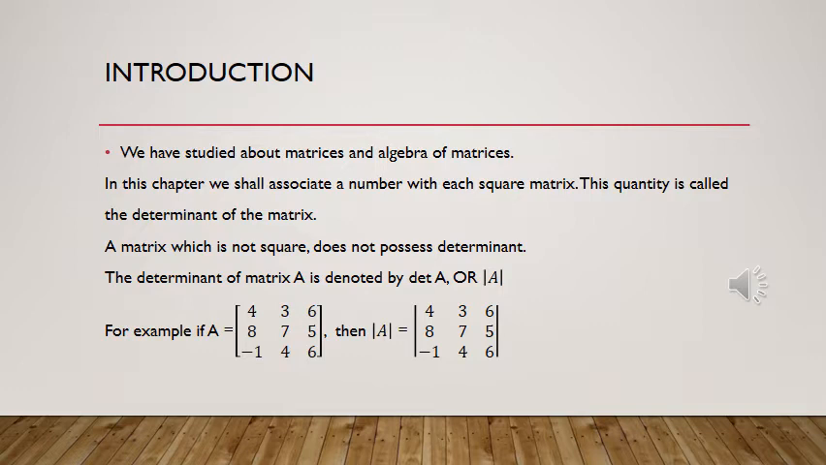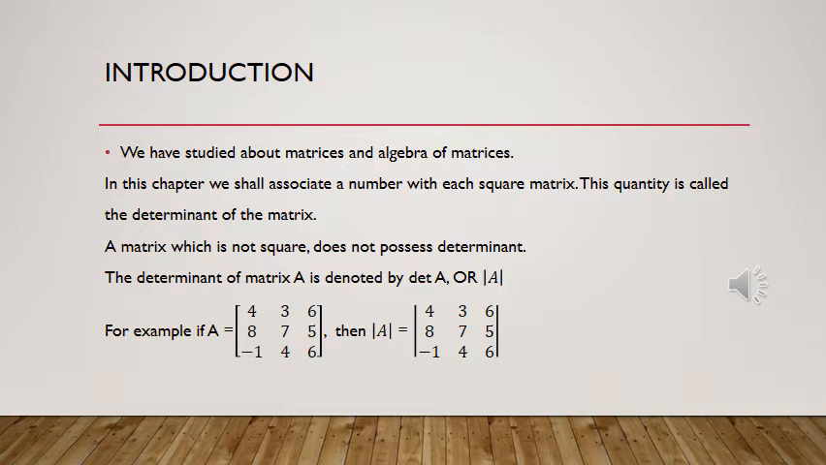We know a matrix is a rectangular array of numbers only. So to each matrix, we can assign a real number. That number or that quantity is called the determinant of the matrix. But every matrix does not possess a determinant. Only a square matrix has a determinant.